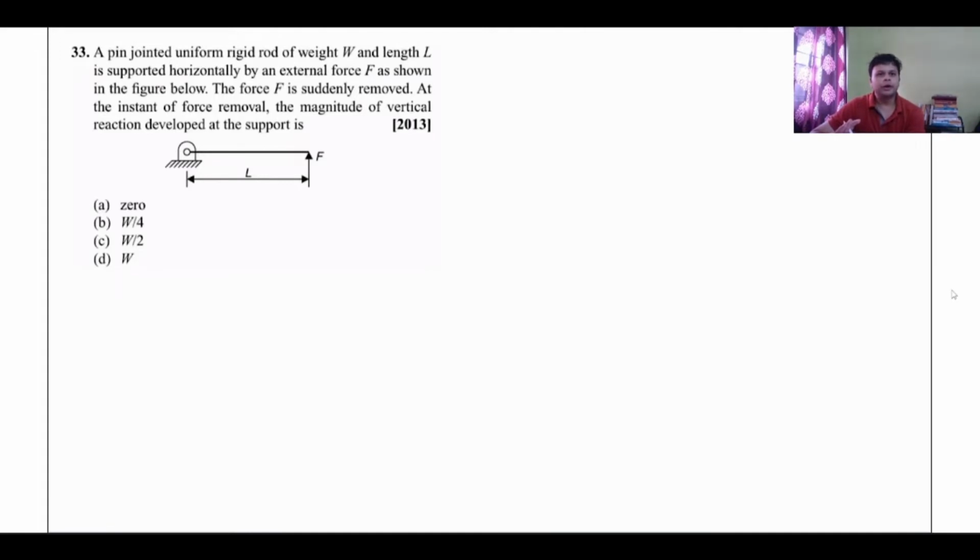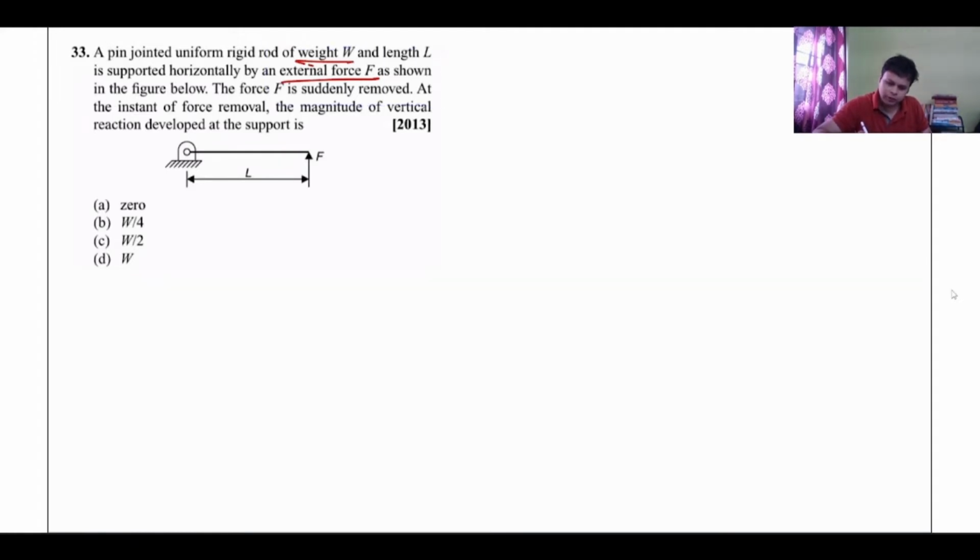A pin jointed uniform rigid rod of weight W and length L is supported horizontally by external force F. So this is a rigid rod of weight W. Definitely the weight must be acting through the center. And it is supported horizontally by a force. There is a support, right? Definitely there will be some reaction at the support, and there is a force. So these two things are supporting this rigid rod. Okay. Please pay attention to this question. This is a very fantastic question.